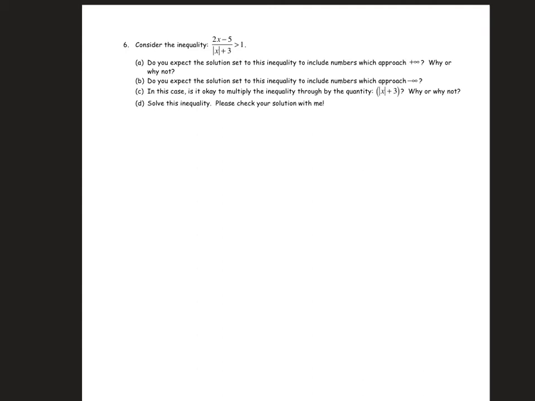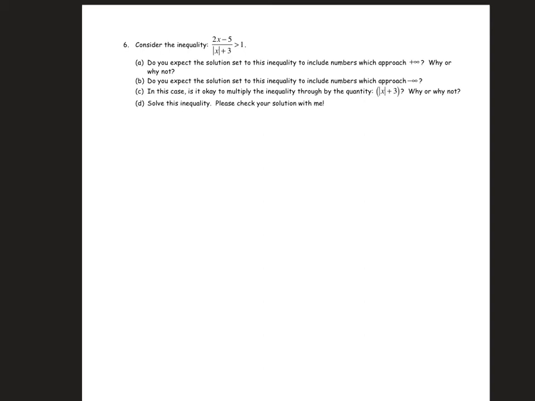It is always positive, then I can multiply both sides by the absolute value of x plus 3. Okay, sorry, got interrupted there. Given that absolute value of x plus 3 is always positive, I can multiply both sides by the absolute value of x plus 3 and not have to worry about changing the sign.